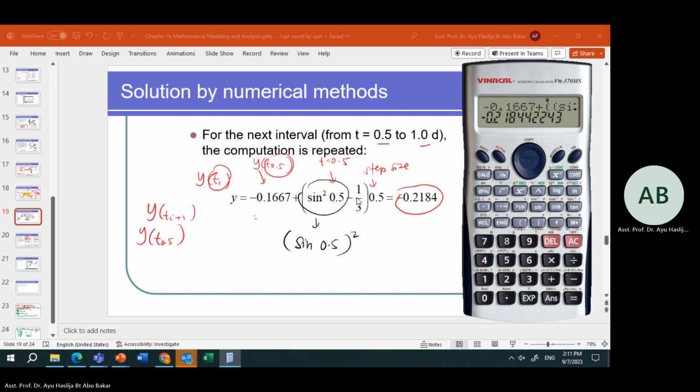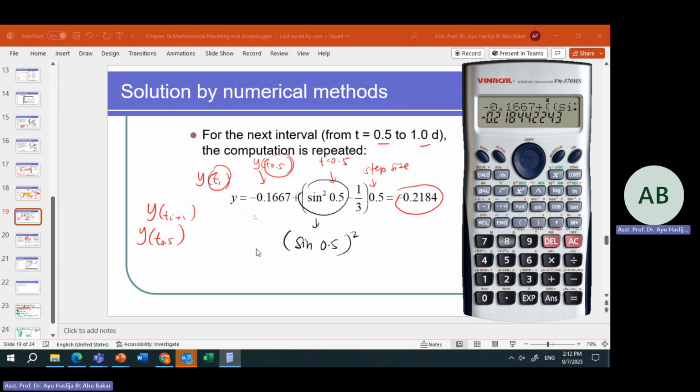So equal, you'll get the figure. But make sure your mode is in radian. If you use degree, you will get a different value. So make sure you use radian mode. This is how to input sine power 2 in your calculator.